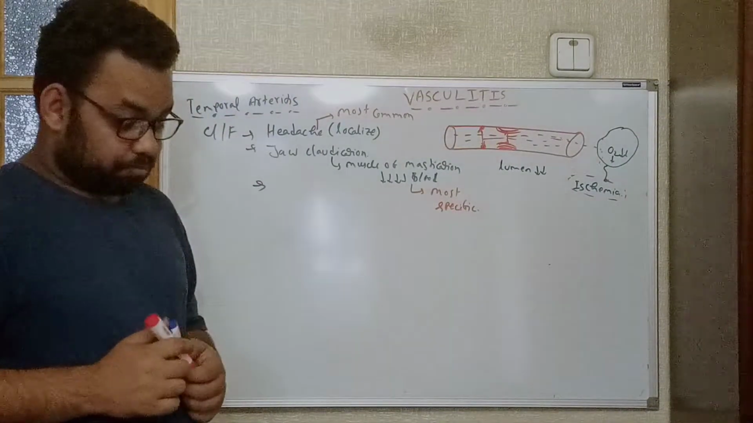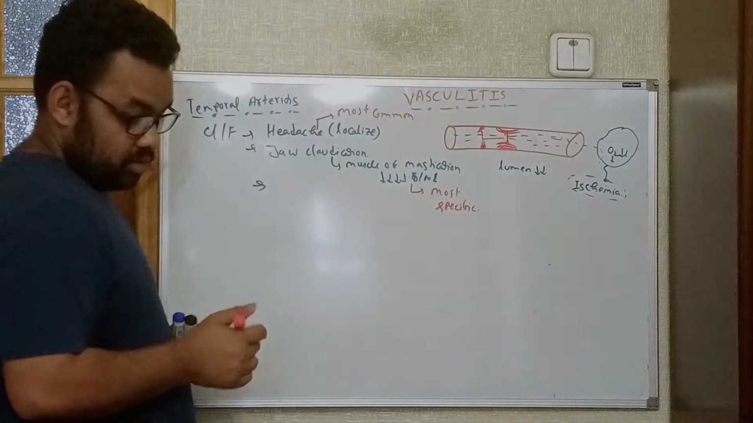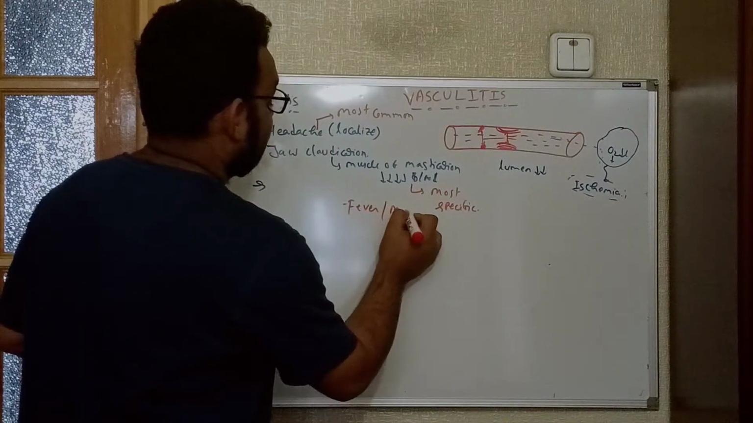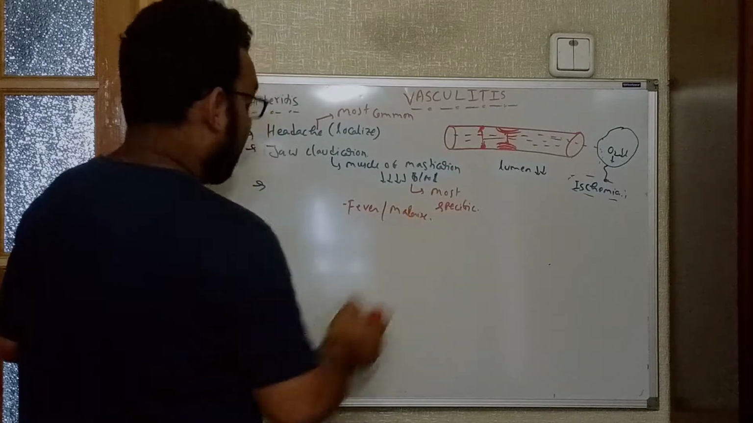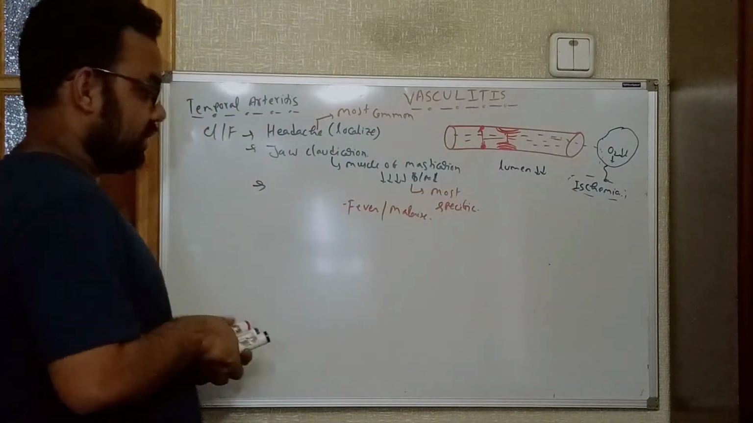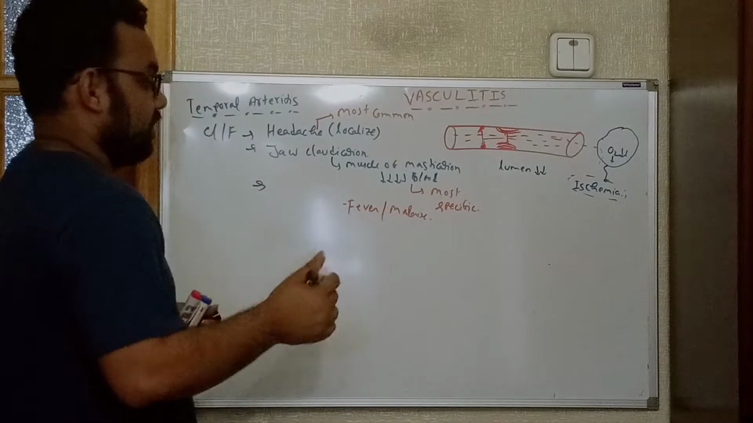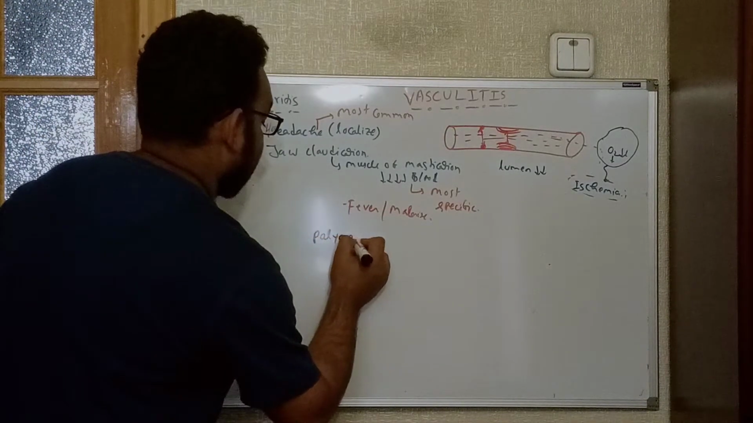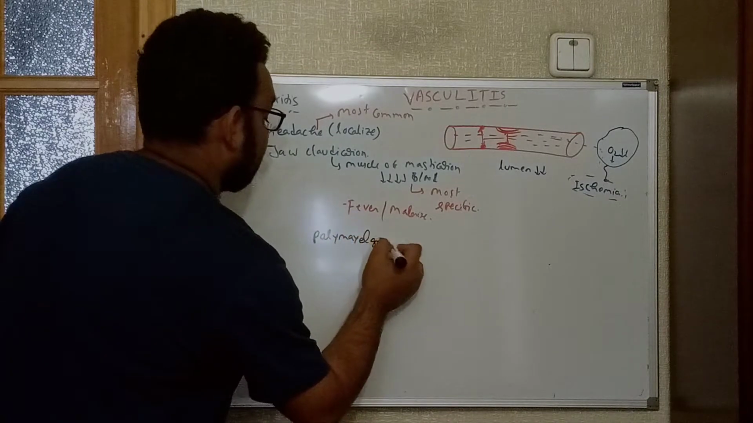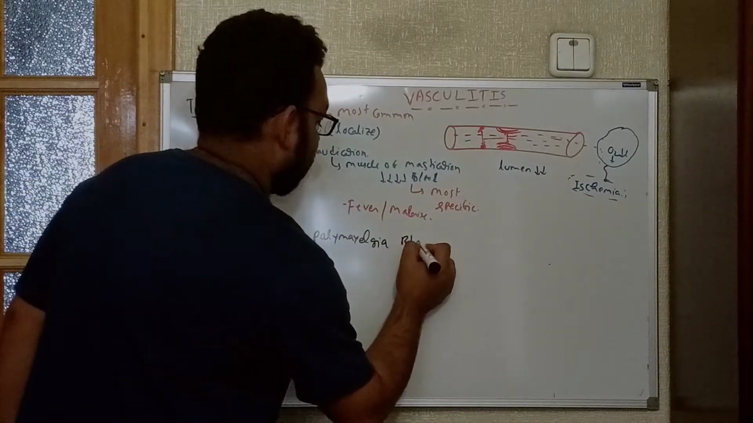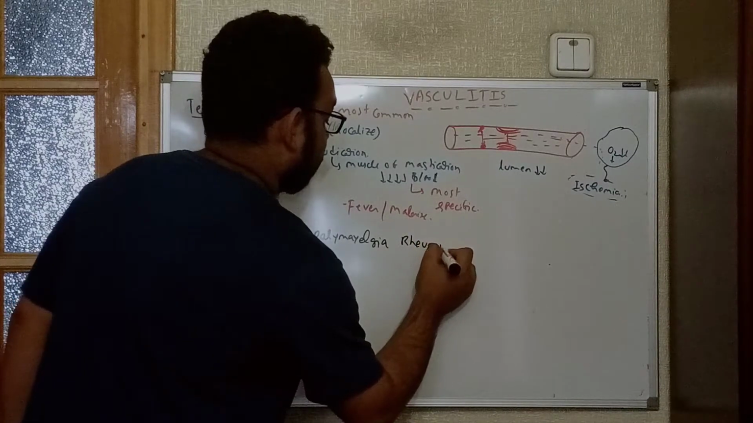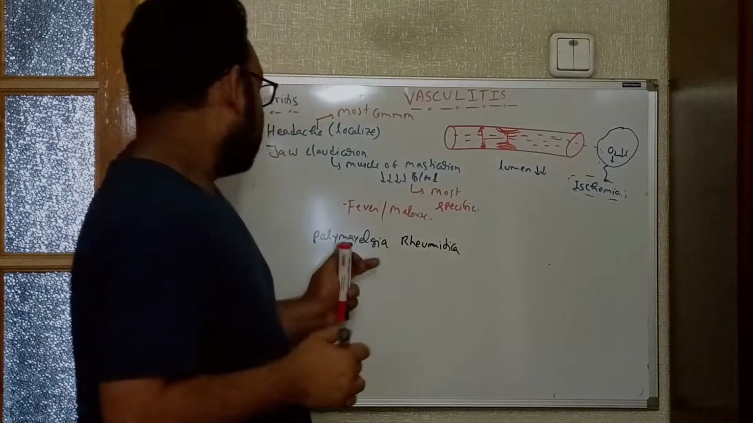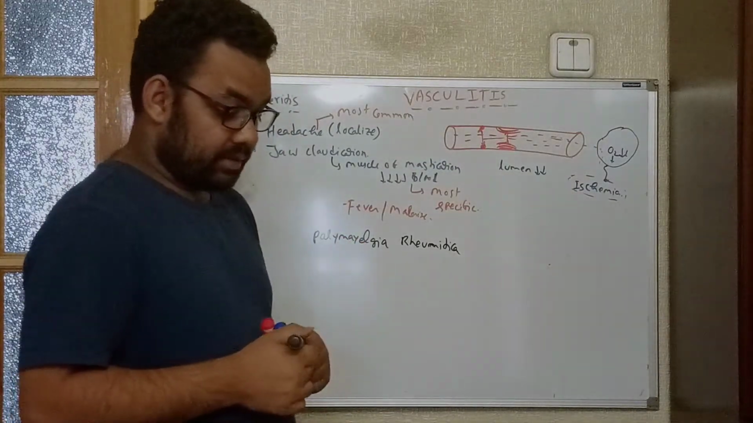Then it's normal that along with fever, we'll get malaise. Along with that, the most important one we will get here is polymyalgia rheumatica. So whatever problem we'll see in this case is polymyalgia rheumatica.